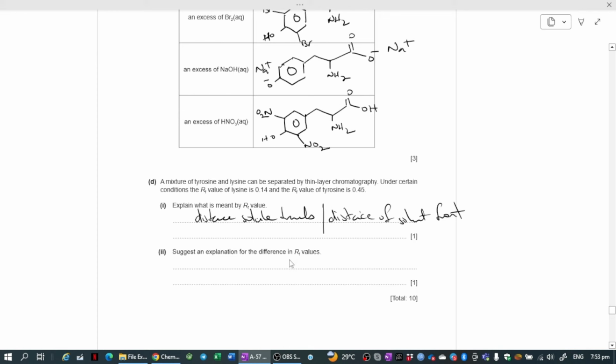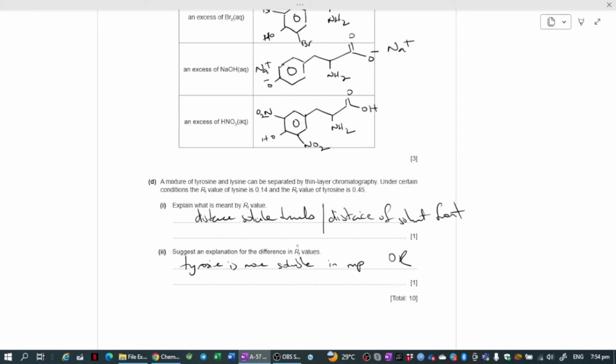And this suggests an explanation for the difference in RF values. Now the RF of lysine is much smaller than the RF of tyrosine. It means tyrosine travels further along the column. What does that mean? It means that tyrosine is more soluble in the mobile phase because it travels further down the column. So more soluble in mobile phase. Or you could make the reverse argument, lysine is less soluble in the mobile phase, right?